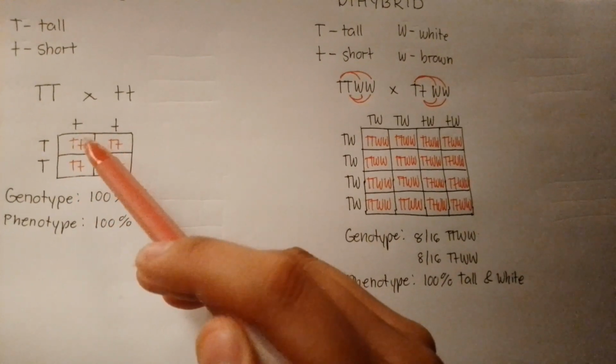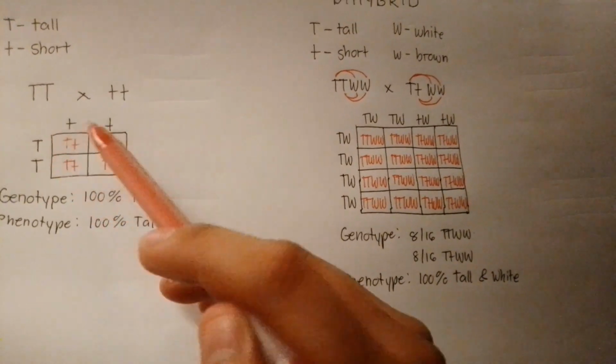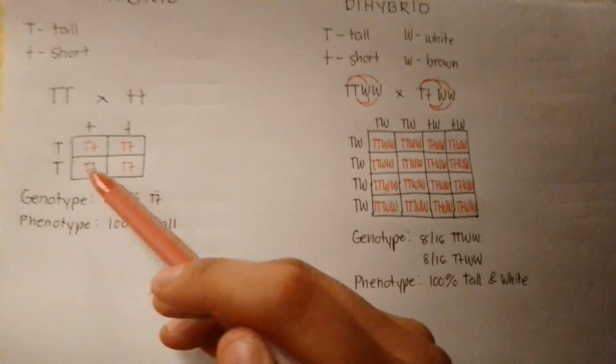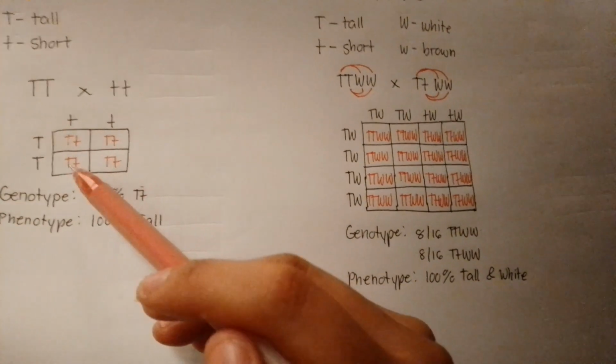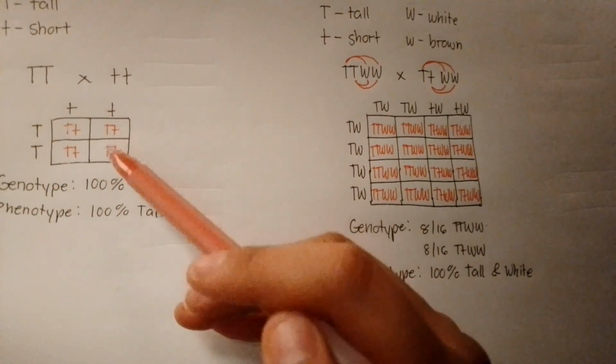Capital T, smaller t, heterozygous dominant. Capital T, smaller t, heterozygous dominant. Capital T, small letter t, heterozygous dominant. Capital T, small letter t, heterozygous dominant.